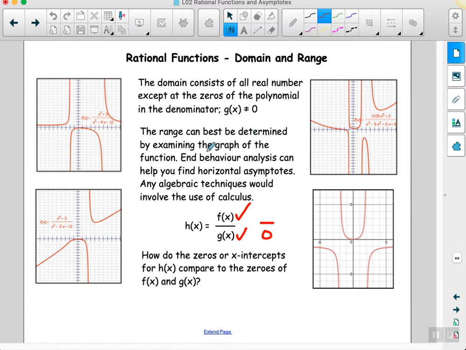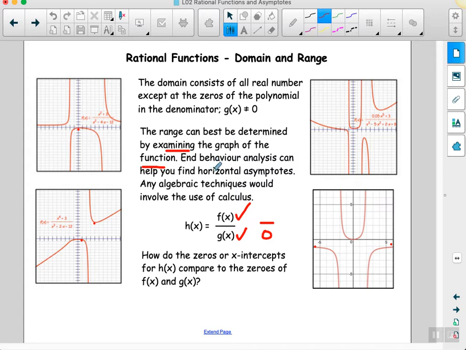How about the range? The range is best determined by examining the graph of the function. So if I was taking a look at this one, I would need to know where that point was and that point was to determine what the range was. Determining the domain is easy because I can do that algebraically. I can just look at the function and figure out where the denominator was 0. This one we would need to know exactly where that point was. And this one is very complicated. Look at all the little twists and turns there for us to try and figure out what the range would be. And in this one I would need to know where this was specifically.